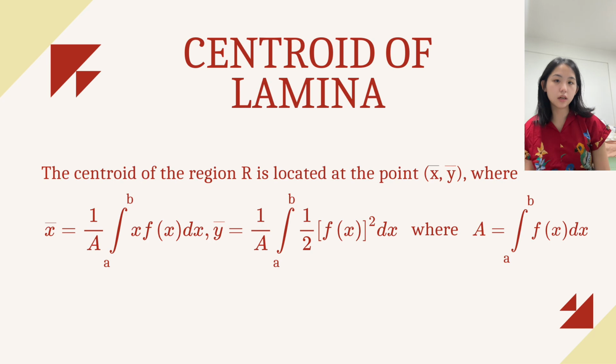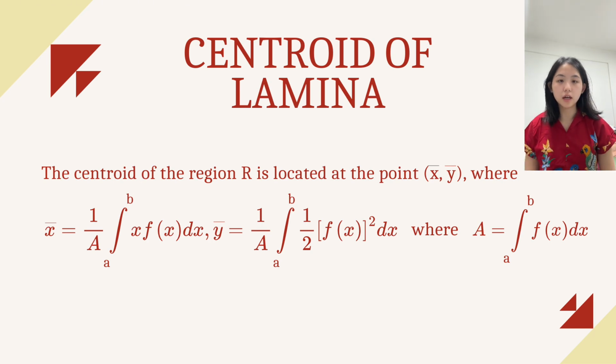It is the point where we can consider the entire mass of the lamina to be concentrated for the purpose of analysis. For symmetrical shapes such as rectangles, the centroid is straightforward to identify. It is simply the center of the shape. However, as we move to more irregular shapes, determining the centroid requires a more nuanced approach. The centroid of the region R is located at the point (x bar, y bar), where x bar equals 1 over A times the integral from a to b of x times f of x dx, and y bar is simply 1 over A times the integral from a to b of 1 over 2 times f of x squared dx, where A equals the integral from a to b of f of x dx.